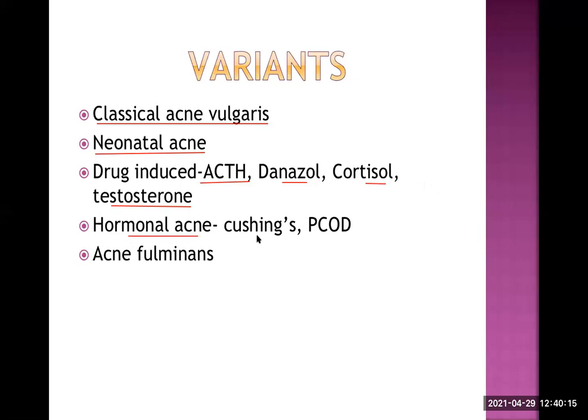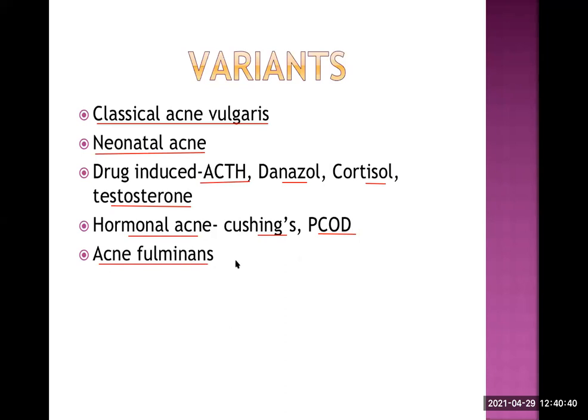Hormonal acne is seen in Cushing syndrome and PCOD. In Cushing syndrome, there is a higher level of androgen, and in polycystic ovarian disease, definitely a higher amount of androgen. This is a hyperandrogenic state.